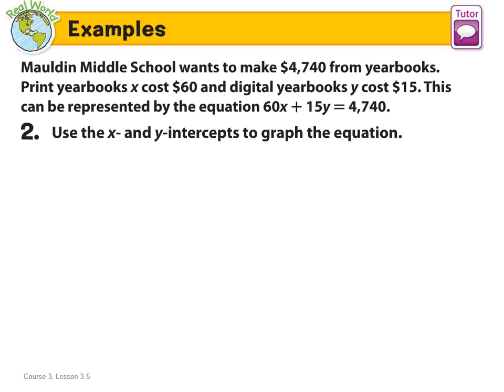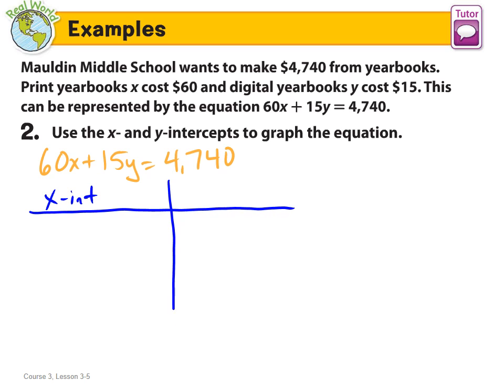Real-world examples. Malden Middle School wants to make $4,740 from yearbooks. Print yearbooks represented by x cost $60, and digital yearbooks represented by y cost $15. This can be represented by the equation 60x plus 15y is equal to 4,740. For number 2, they want us to use the x and y intercepts to graph the equation. So we're going to find the x-intercept and the y-intercept.